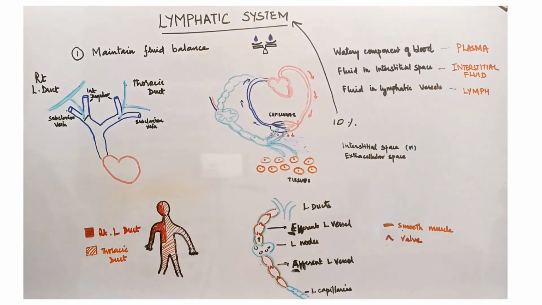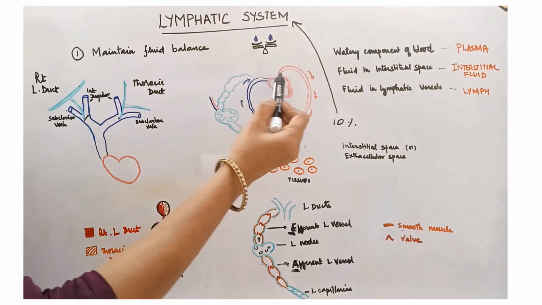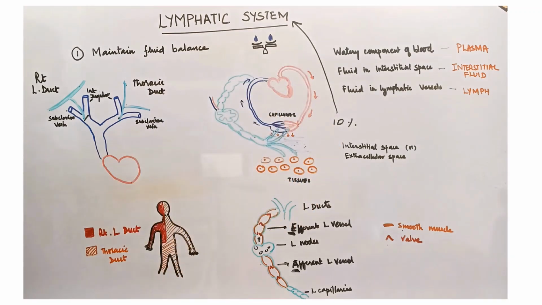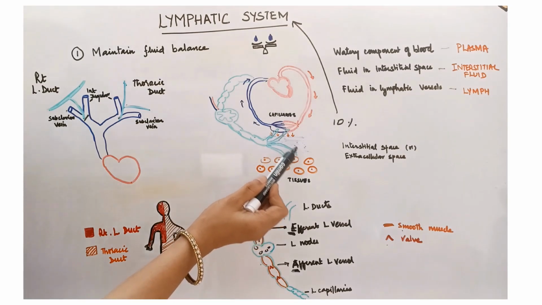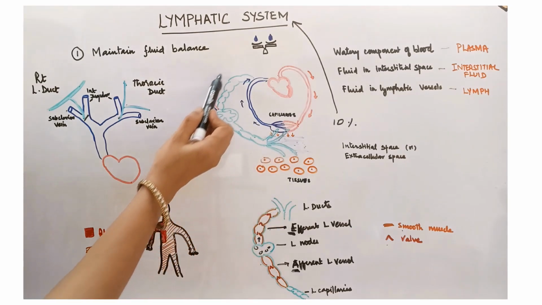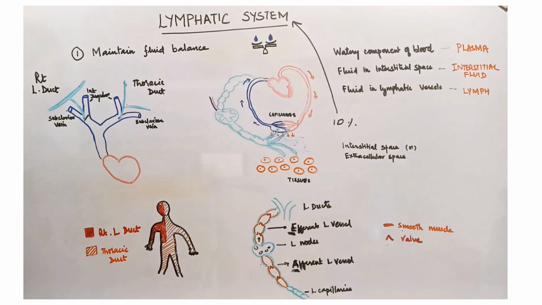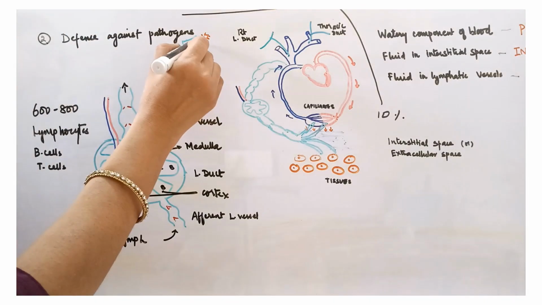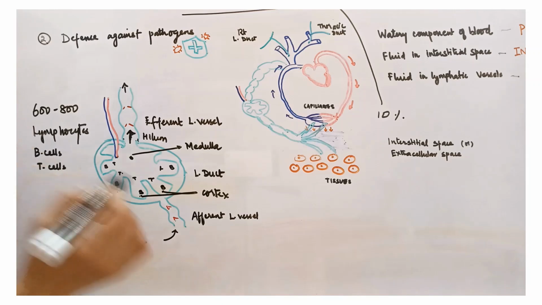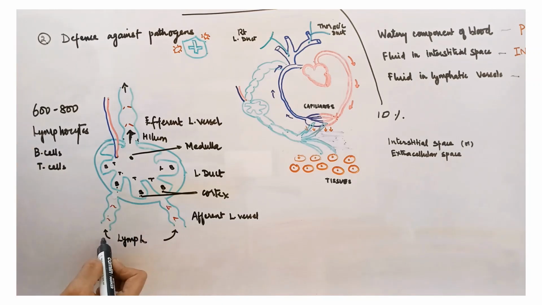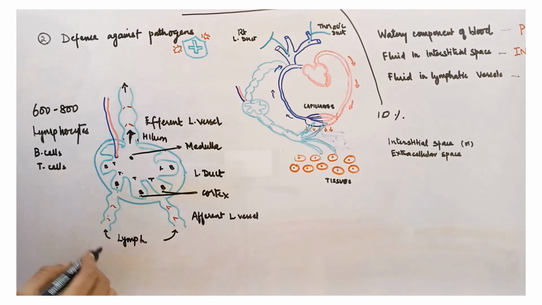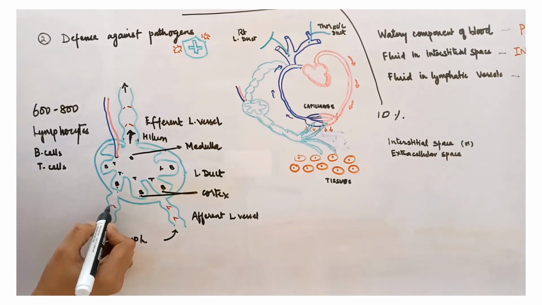Time for tidbits. The circulatory system is a closed system that starts in the heart, arteries, and ends in the heart, veins, while the lymphatic system is an open system that starts in the interstitial space and ends in the veins. The second function of lymphatic system is defense against pathogens. The unfiltered lymph through the afferent lymphatic vessel enters the lymph nodes. The afferent vessels have valves to prevent backflow of lymph.